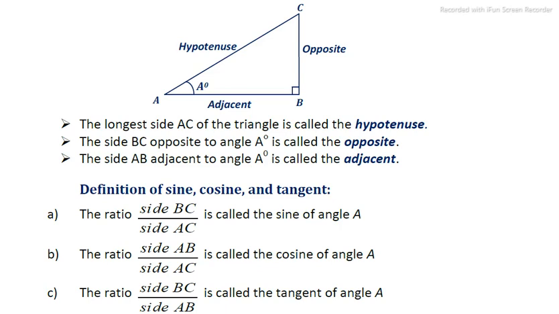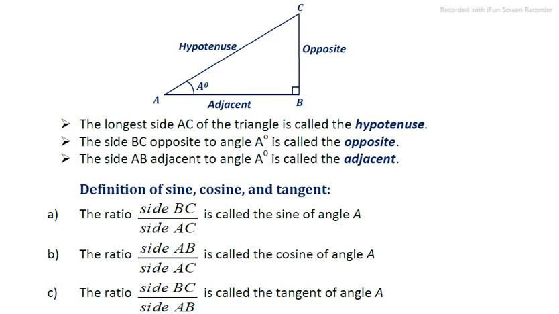Then the ratio of AB to AC gives us the cosine. So the cosine of angle A is given by the ratio of AB, which is the adjacent, to AC, which is the hypotenuse, meaning that cosine of A is equal to adjacent over hypotenuse.